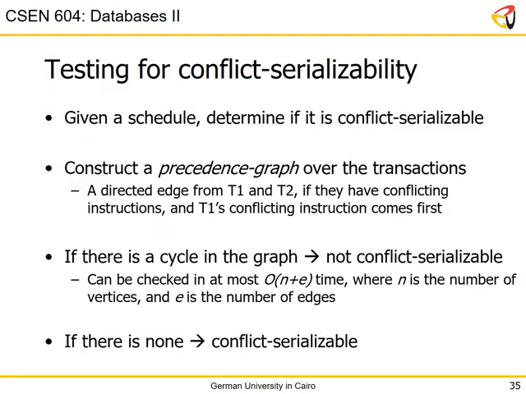So, before I show you how to generate one, how do I test, given a schedule, that it is conflict serializable? It's conflict equivalent, which means it's conflict equivalent to a serial schedule. This is what we're going to do.